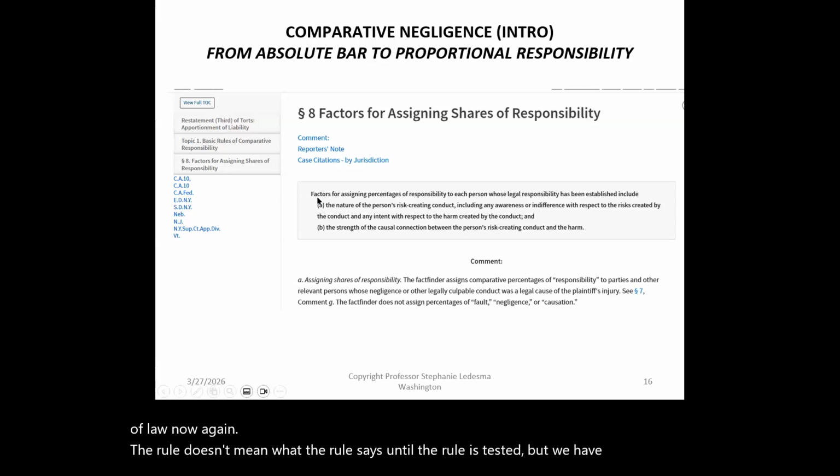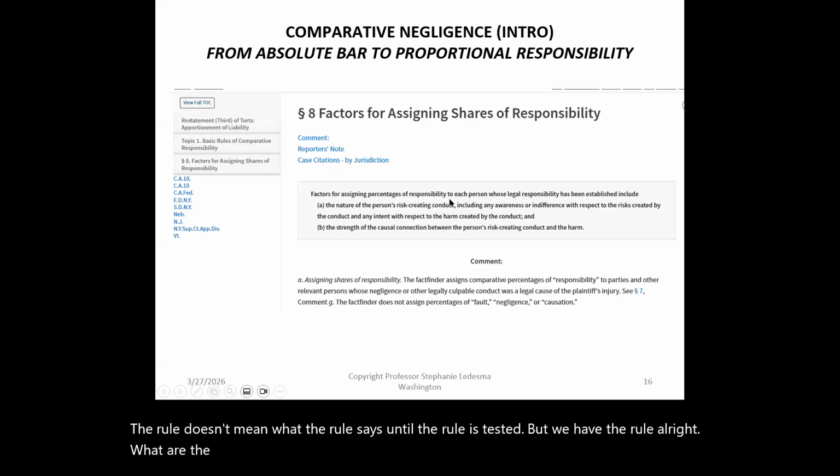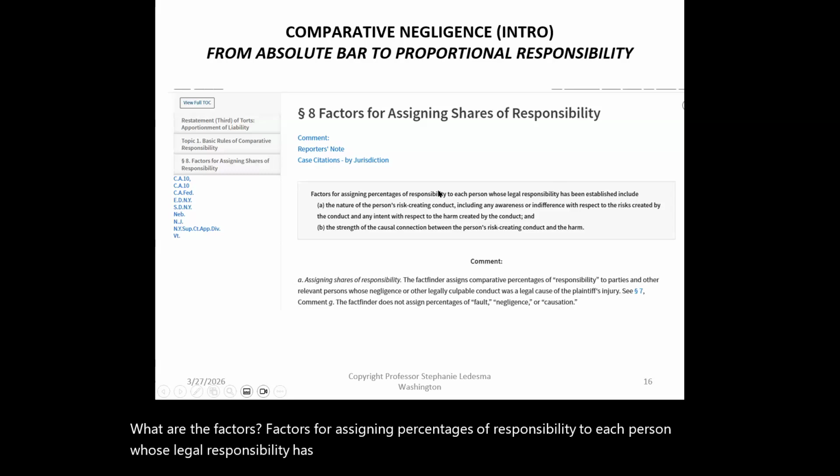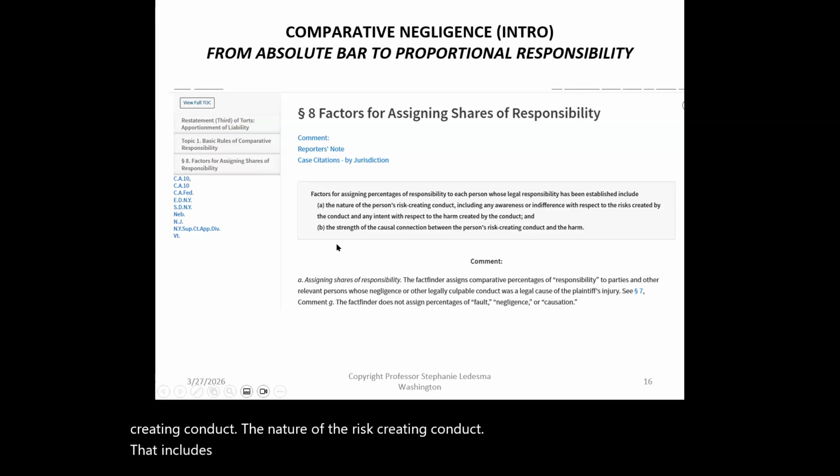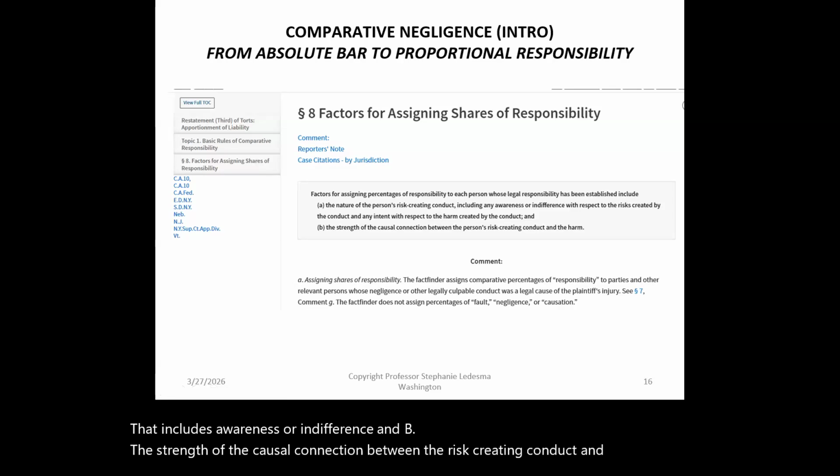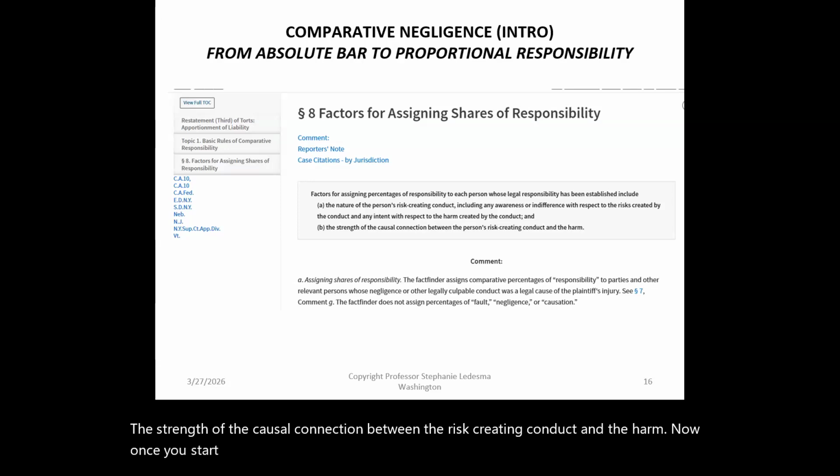All right. What are the factors? Factors for assigning percentages of responsibility to each person whose legal responsibility has been established include A, the nature of the person's risk-creating conduct, that includes awareness or indifference, and B, the strength of the causal connection between the risk-creating conduct and the harm. Now, once you start applying these factors to cases, it's going to become more clear.